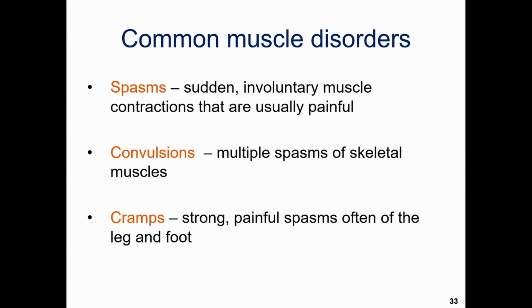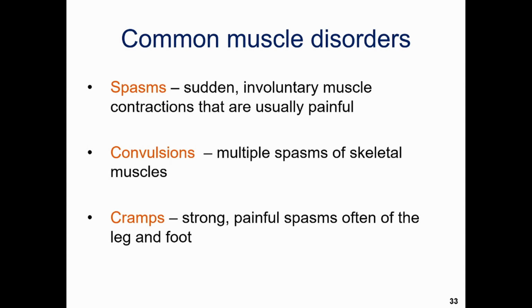Let's go to the opposite side of the spectrum though, where muscles have problems. There's common, run-of-the-mill muscle disorders and issues, and then there are more serious muscle issues we'll get into. But let's start with the more common ones that you probably have experienced at some point in your life. So things like a spasm, this is where suddenly your muscle just involuntarily contracts and it can be painful.